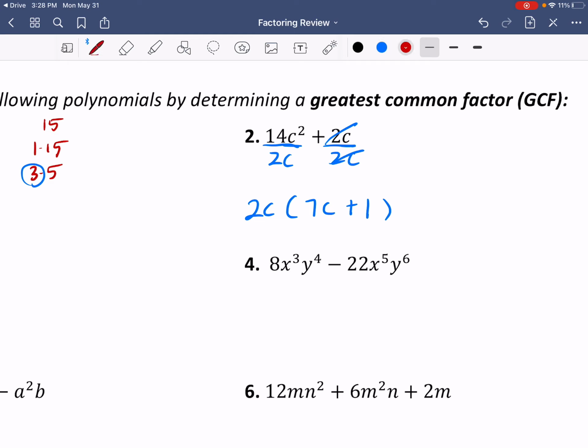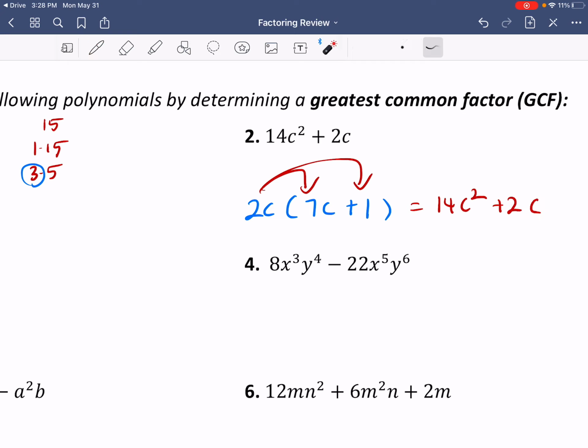You have to know for sure, just remember, that's how we factor using GCF. When you multiply this back, 2c times 7c, you must get exactly the same thing back. Do you see they are very identical? We are just making things look different. We are not switching anything else, right? Okay, we are just making things different.